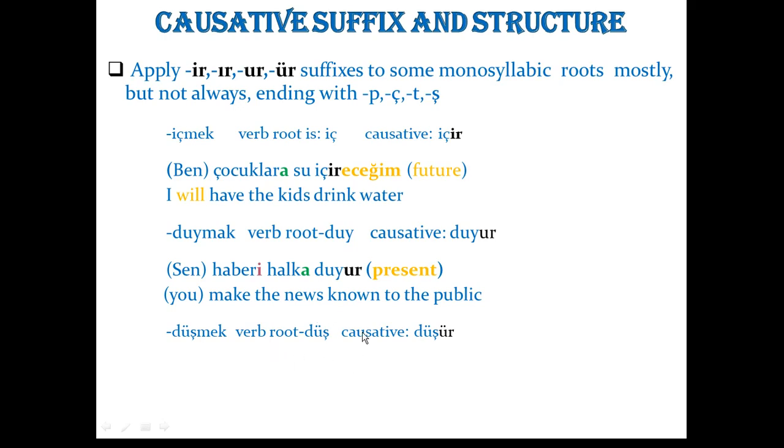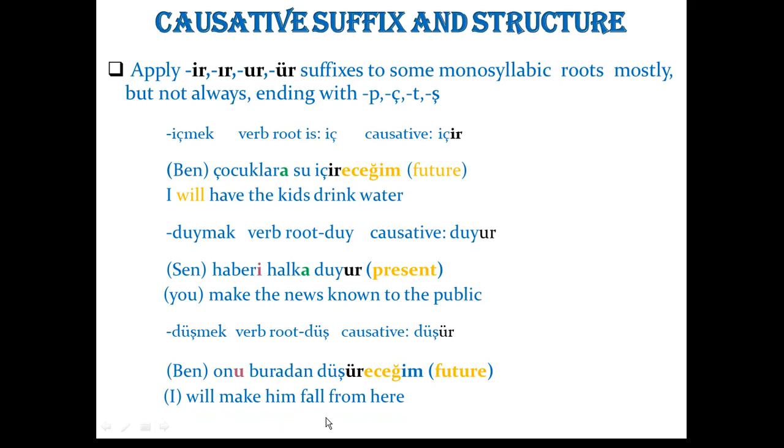Düşmek, the verb root is düş, the causative is düşür. Ben onu buradan düşüreceğim, in the future tense, meaning I will make him fall from here. So him, as the object, takes the accusative: onu.